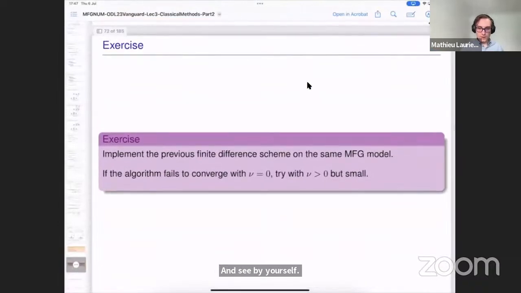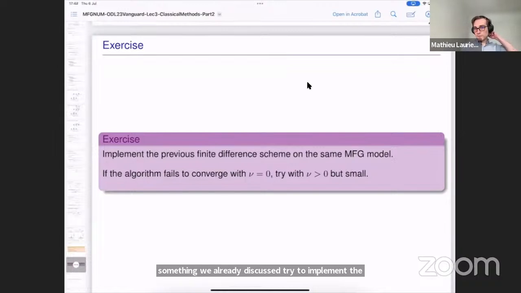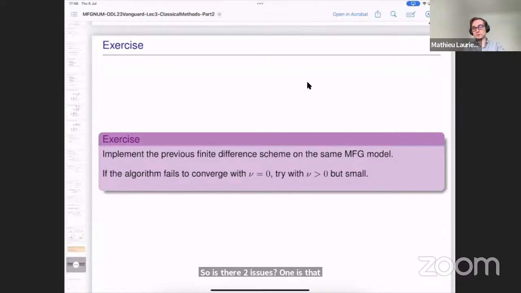Okay, so another exercise, but it's related to something we already discussed. Try to implement the previous finite difference scheme, but for this MFG model that I described with the semi-Lagrangian scheme. So there are 2 issues. One is that we took nu equal to 0, so probably it's not going to work immediately in the finite difference method. And the other issue is you have some non-local interactions due to the convolution.